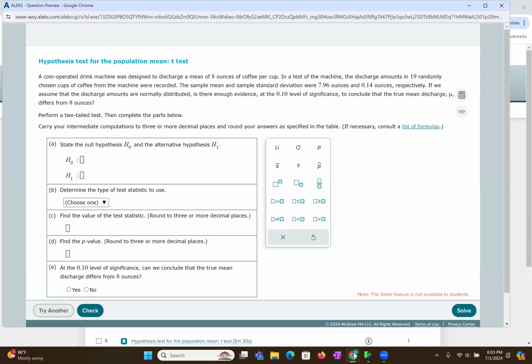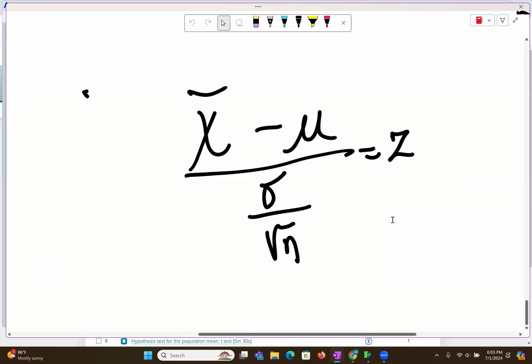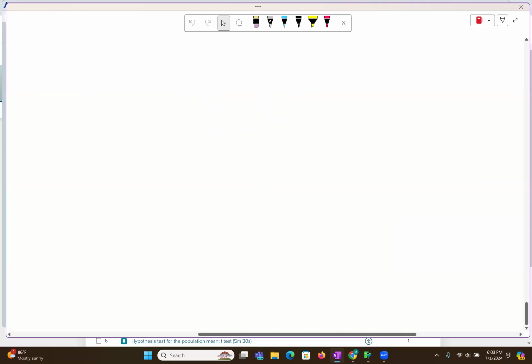Can you see the question up here? Okay. I'm going to bring up my whiteboard. In the whiteboard, we have a t-value. So we're looking at a sample t.